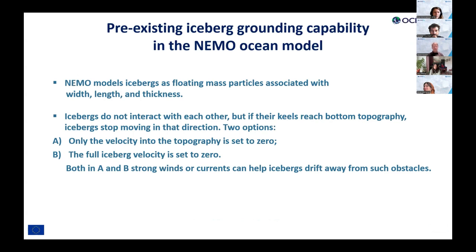We focus on NEMO, which is an ocean model at the heart of a lot of national contributions to CMIP, including a lot of UK contributions to CMIP. In NEMO, icebergs are represented in a very idealized sense as floating mass particles, where each particle is associated with width, length, and thickness. But these icebergs do not interact with each other.